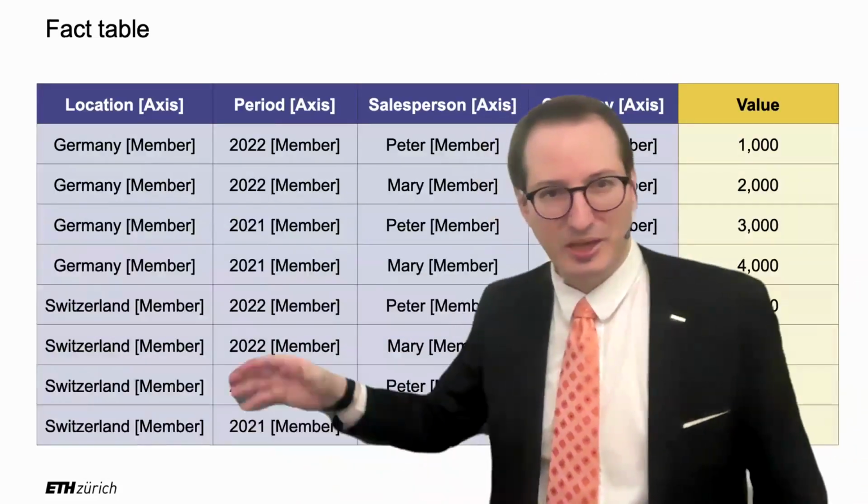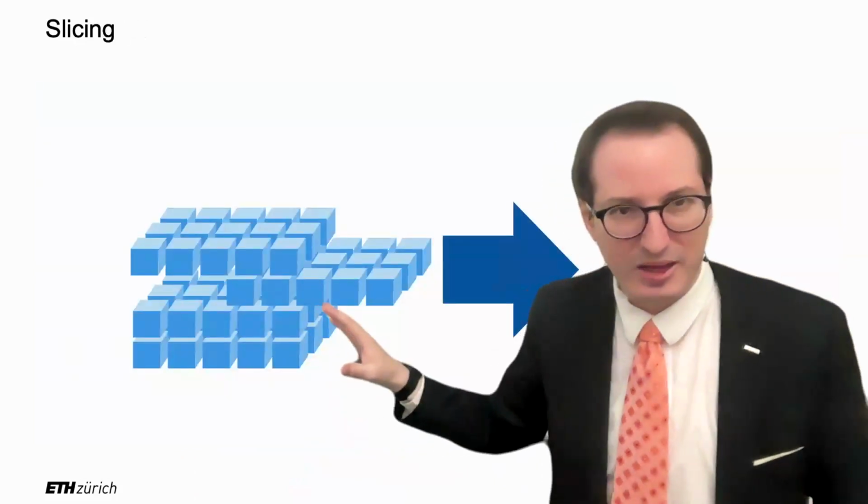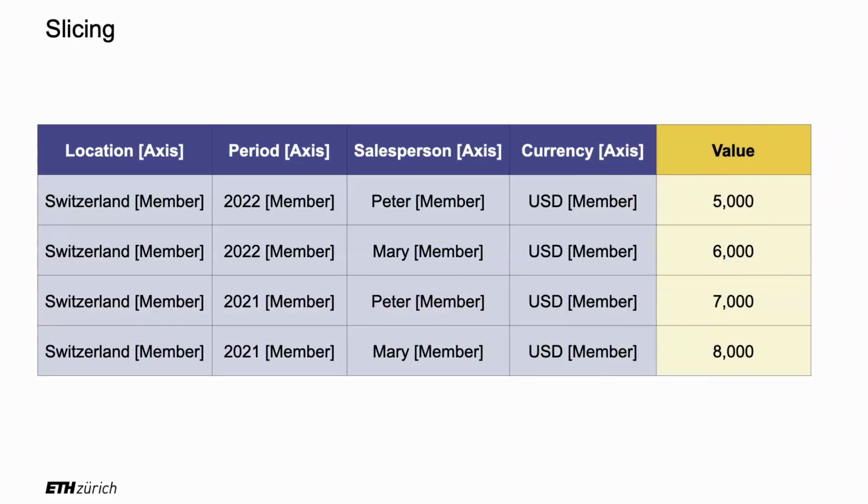That's what I did from here. I had Switzerland and Germany. Now I just take Switzerland. Who sees that this is kind of like a selection? You see that, right? I'll come back to that. This is kind of the way you map it to tables a bit later. So this is called slicing.